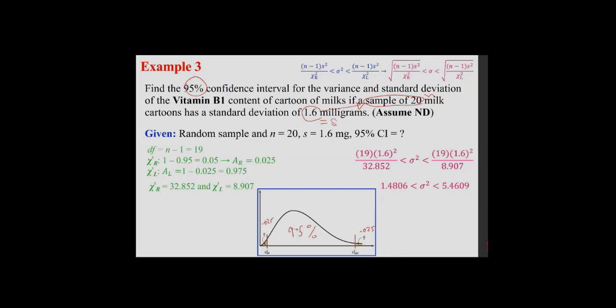Confidence interval for the variance. What about the standard deviation? Just take a root. So what does it mean? If we want to verbalize one of them, we are 95% confident that the true standard deviation for vitamin B1 content of cartons of milk is somewhere between those two numbers. By the way, the units are milligrams. The units for the variance is milligrams squared. Milligrams squared, same thing here.